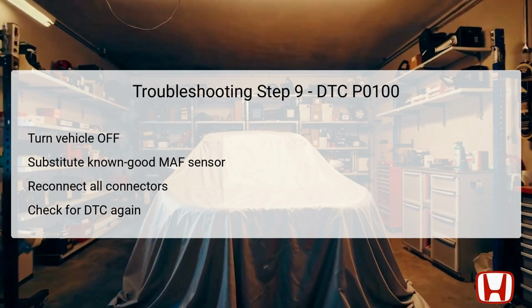With the vehicle turned off, proceed by substituting in a known good MAF sensor IAT sensor that has been verified to function properly. After installation, reattach all previously disconnected connectors to ensure a complete circuit. Utilize the HDS to exit the SCS mode before turning the vehicle back on. Once the vehicle is in the on position, clear any existing DTCs using the HDS.